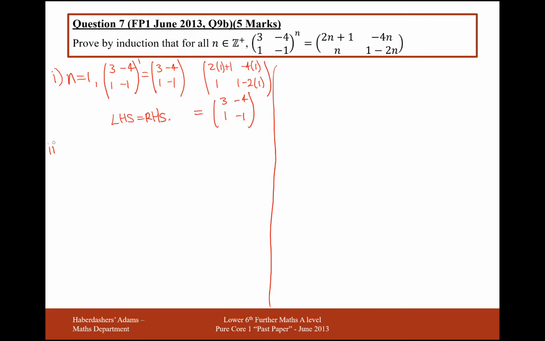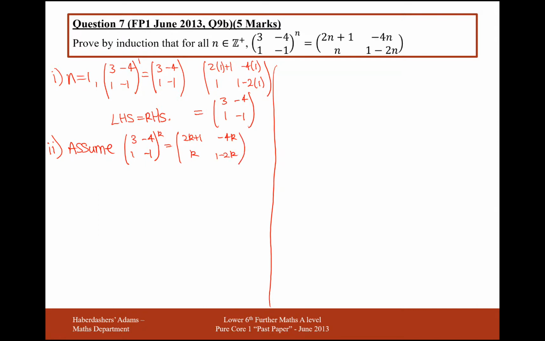The next part is to assume true for n equals k. So we're going to assume that (3, -4; 1, -1) to the power of k is equal to (2k plus 1, minus 4k; k, and 1 minus 2k).